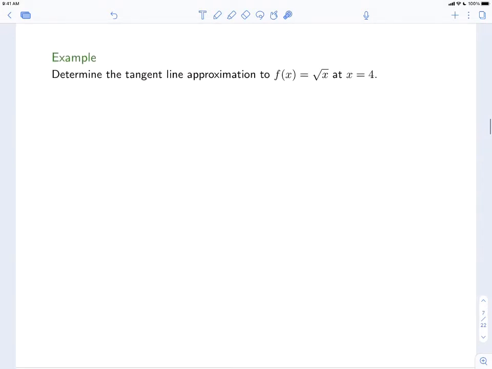As an example, let's determine the tangent line approximation to f of x equals the square root of x at x equals 4.